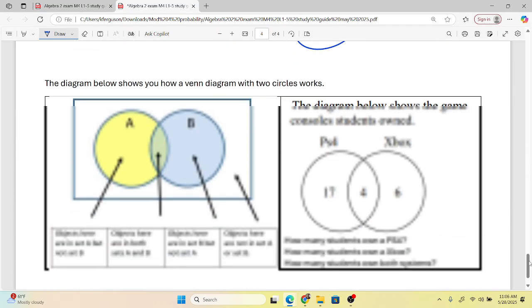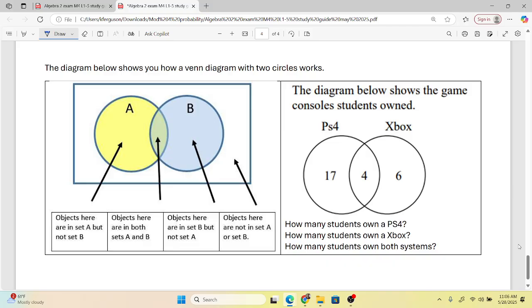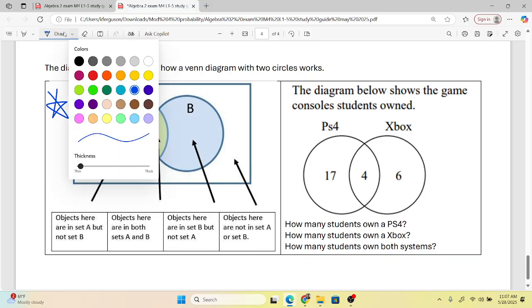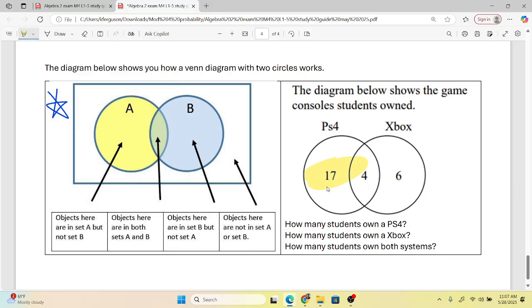So then last but not least, we got Venn diagrams. This first stuff right here, that's just notes. So over here though, the diagram below shows the game console students owned. How many students own a PS4? Everybody in this circle owns an Xbox. Now, sorry, a PS4.